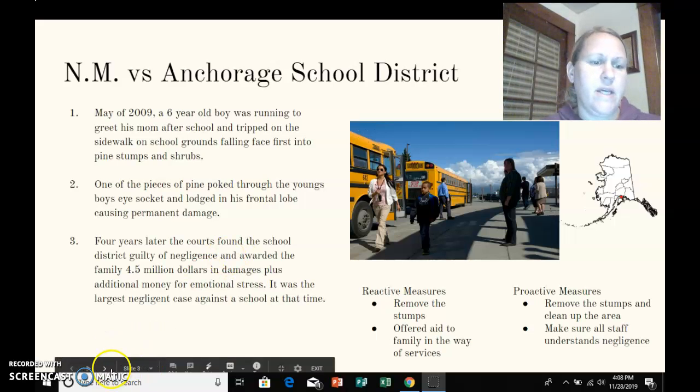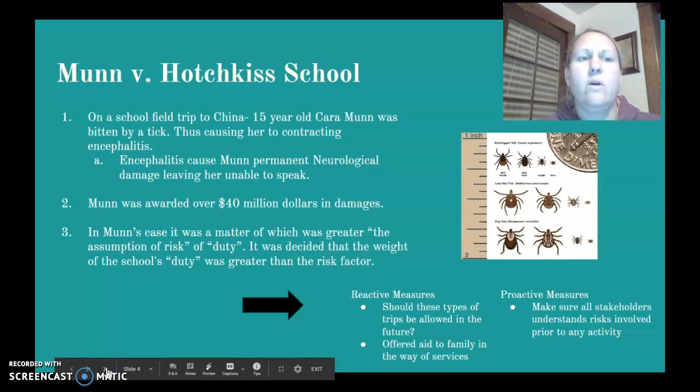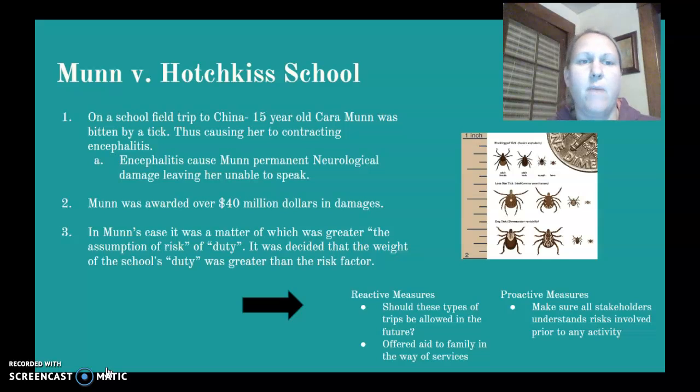My second case is Munn versus Hotchkiss School. On a field trip to China, 15-year-old Kara Munn was bitten by a tick, and from that she contracted encephalitis, which caused neurological brain damage, leaving her unable to speak. She was awarded over $40 million in damages. In this case, they looked at two things, one being the assumption of risk by her family, and the second being the duty of the school. Although the family had to sign a waiver saying that they understood the risk, the courts decided that the duty of the school to keep their minor students safe was greater than the risk, and therefore Munn won.